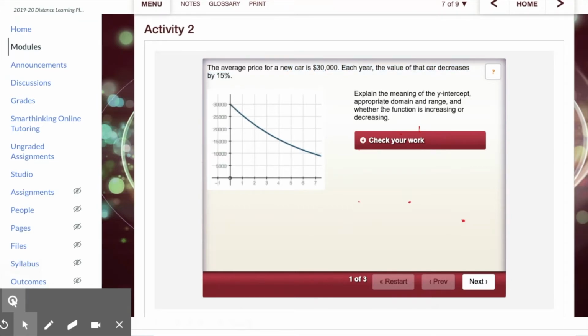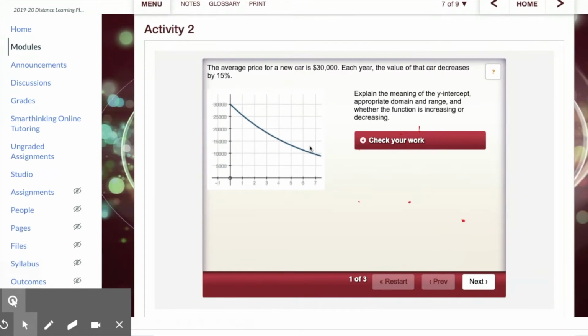So my question says, explain the meaning of the y-intercept, appropriate domain and range, and whether the function is increasing or decreasing. I'm going to start backwards on this one because the last question is the easiest. This is definitely decreasing. It is going down to the right, so definitely decreasing. So we got that one.